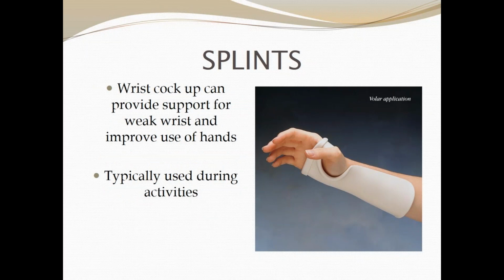This is a wrist cock-up splint. We might issue this to somebody who has weakness in their wrist but still has really decent hand function, but their wrists get very tired. So this is something that you would wear during the day while you're completing activities that will help support your wrist so that you don't get overly fatigued. What's in this photograph is a custom-made wrist cock-up splint that would be made, again, by a therapist. They also have over-the-counter splints that can be purchased that are a little bit softer than that.